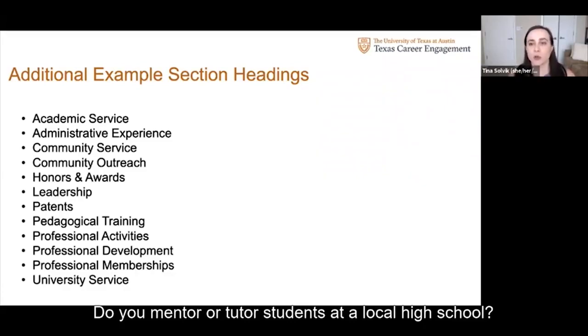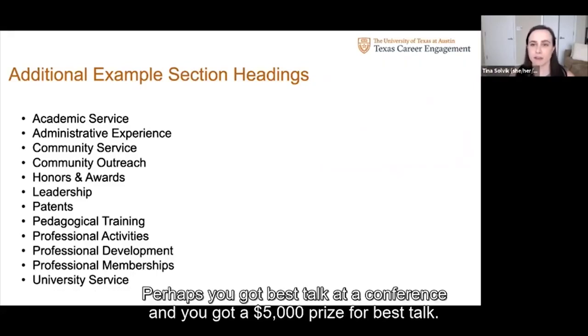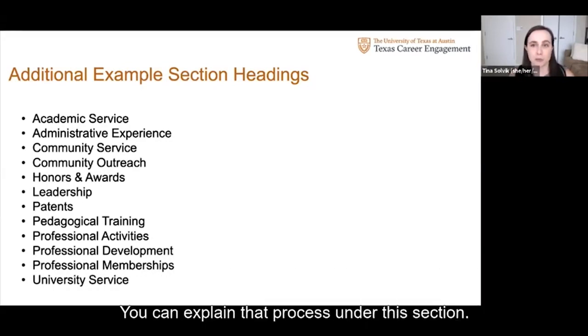Honors and awards are going to be more like one-time financial awards or honors bestowed. So it's different from fellowships where it's not a continuation of funding, but perhaps you got best talk at a conference and you got a $5,000 prize for having best talk. You can include your leadership positions, your patents, if you have patented or been involved in the patent process, some of your research. If you have a lot of teaching experience, you did any pedagogical training, for example, the teaching preparation series at the Faculty Innovation Center, you can explain that process under this section.